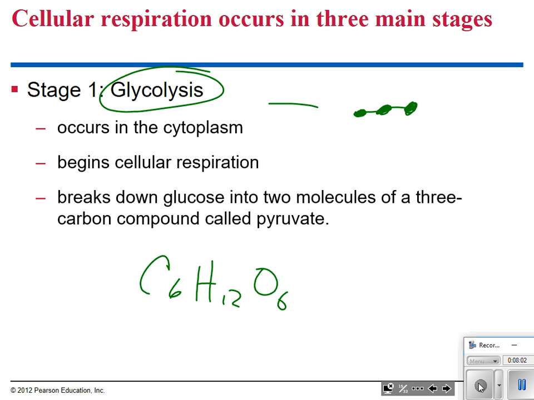So, in this process of glycolysis, the glucose is split into a 3-carbon compound that we call pyruvate. So, how many of those will we have? 2 of them. Okay? So, in glycolysis, what we are doing is we are taking the glucose and splitting it into 2 different 3-carbon molecules. So we're breaking it down, right?